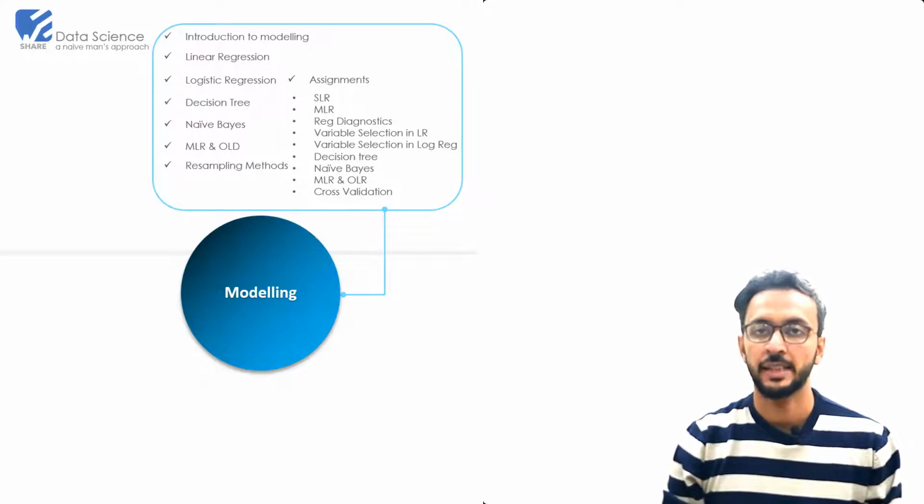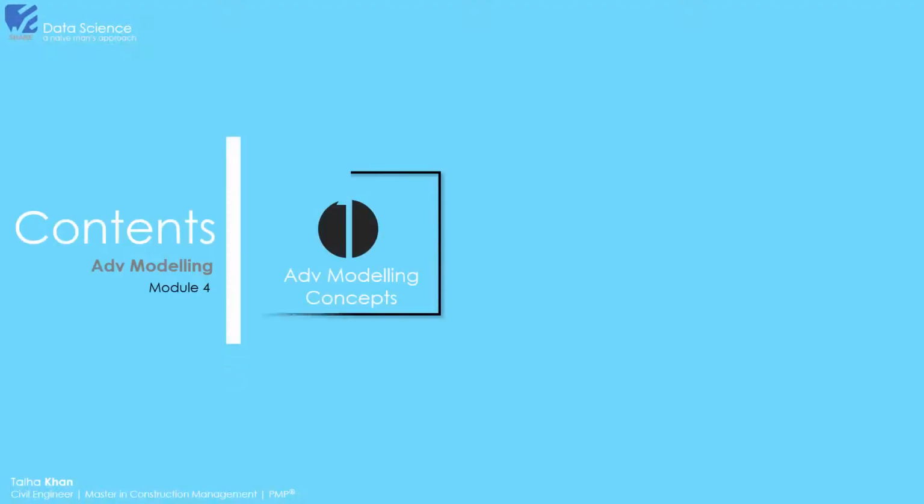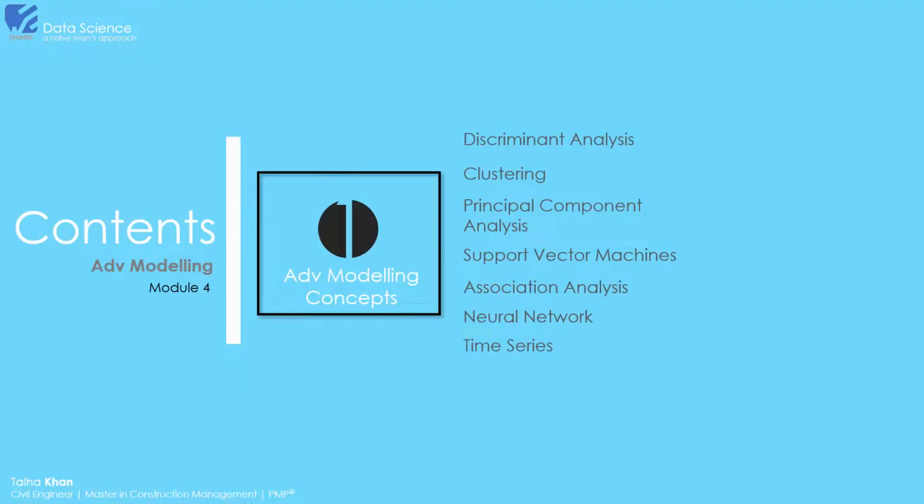Now let's move on and see what our fourth and final module will look like. Again, there will be only one section in this module, Advanced Modeling Concepts. And the section has been divided into the following topics. We will start with discriminant analysis. Then we will cover clustering. Then we have principal component analysis. After that we will cover support vector machines. Then we have association analysis, also called market basket analysis. Then we will cover neural networks. And finally we will wrap it up with time series.